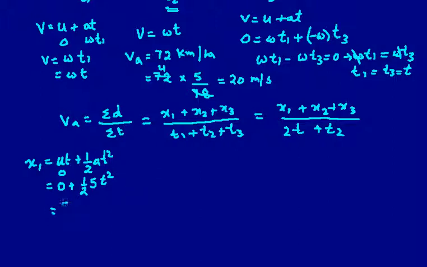That's equal to 5 by 2 t square. So in this case, x2, since it's a uniformly traveling body, is equal to velocity into time. As you know, velocity is equal to displacement by time. So x2 is equal to velocity into time. Velocity in this case, which we have found out here, is equal to omega t, which would be nothing but 5t. So omega t is equal to 5t. This is the t from this particular case.